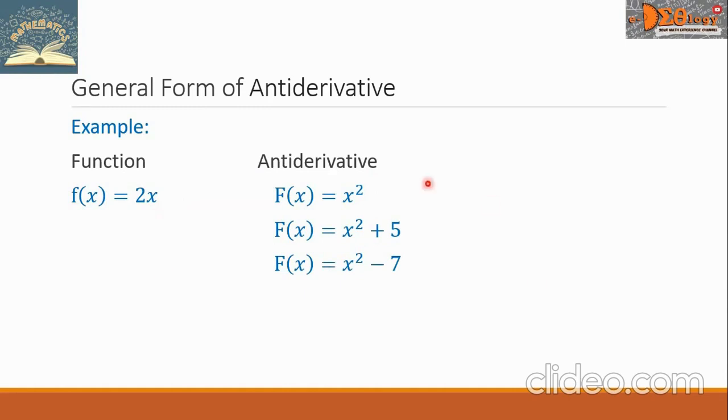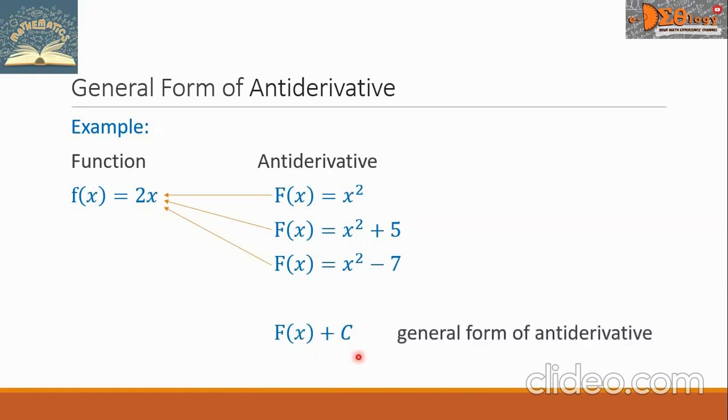So we see here that these three functions are antiderivatives of the function 2x. So we have this capital F of x plus an arbitrary constant c. This is now what we call the general form of antiderivative.